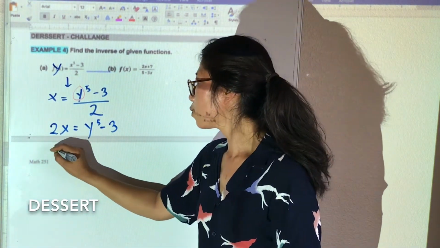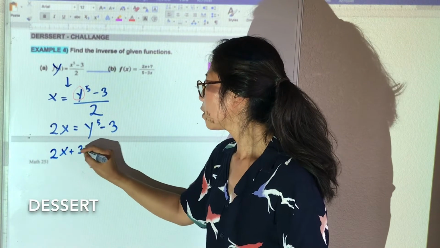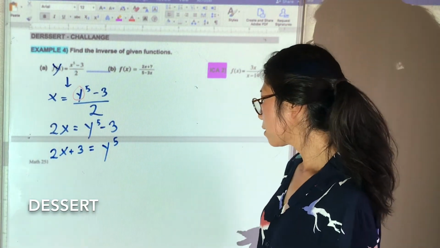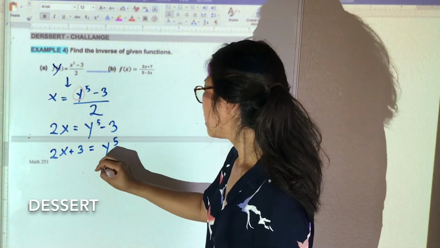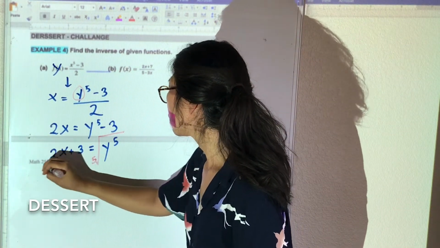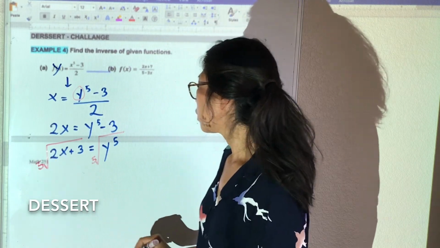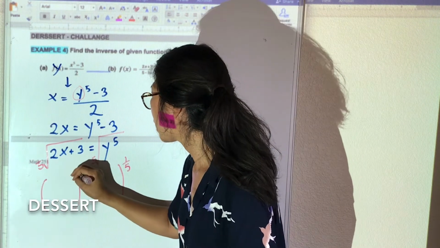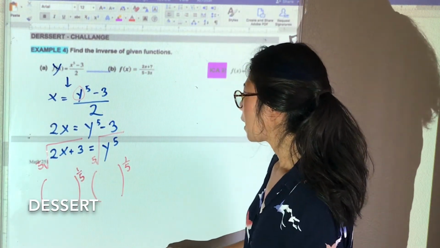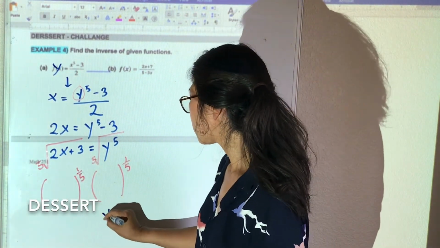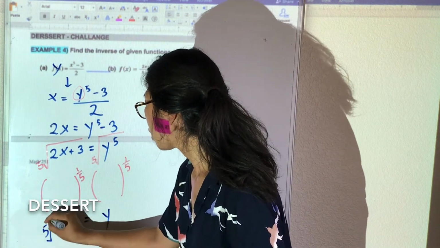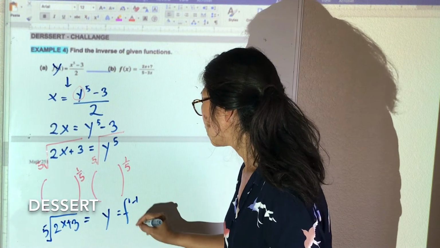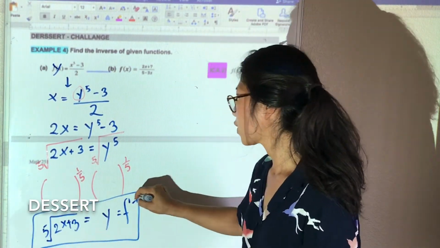Then adding 3 to the other side, I get plus 3 and y to the 5th power. I can cancel out the 5th power by taking the 5th root, which is the same thing as 1 over 5th power. Then I get the answer here, y is equal to the 5th root of 2x plus 3. Since this one is inverse, let's indicate it as inverse function.